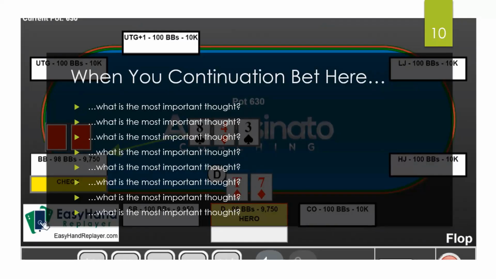When you continuation bet here, what is the most important thought? What is the most important thought?